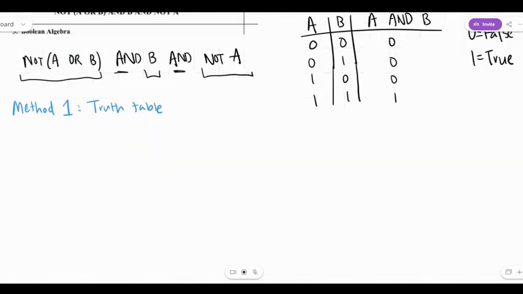Now let us create the truth table as follows using the different components.